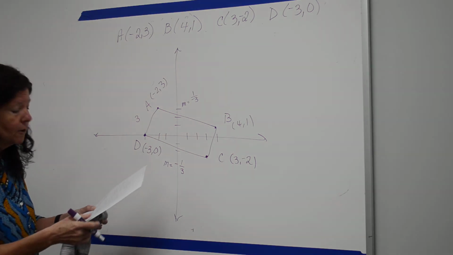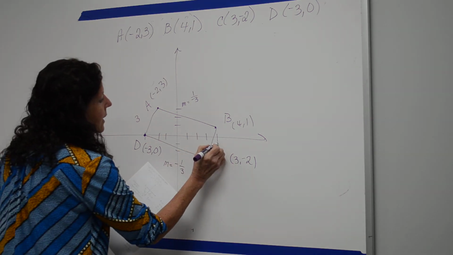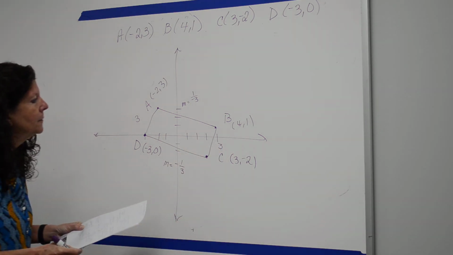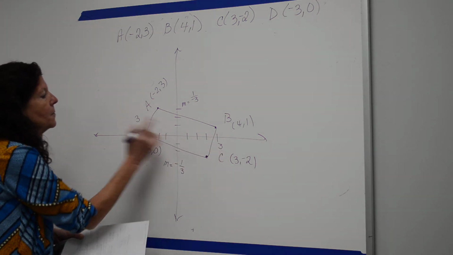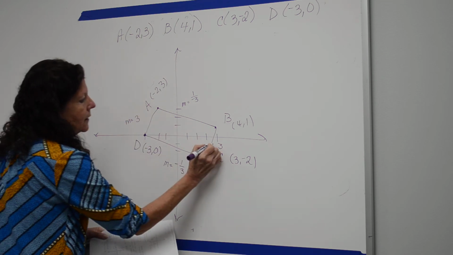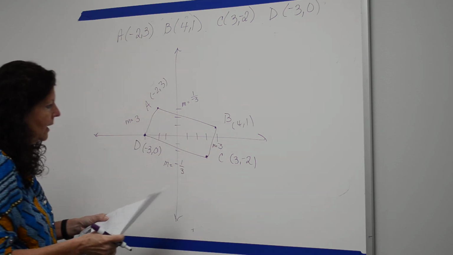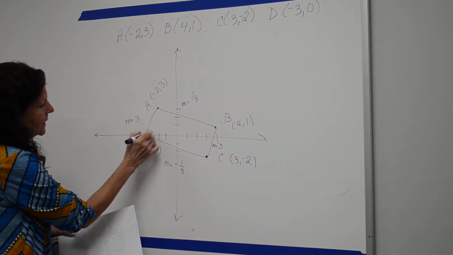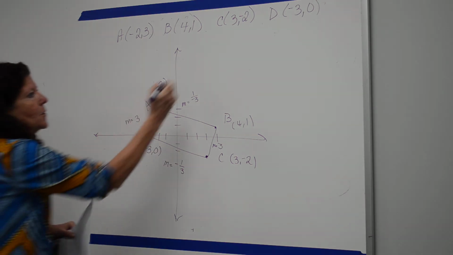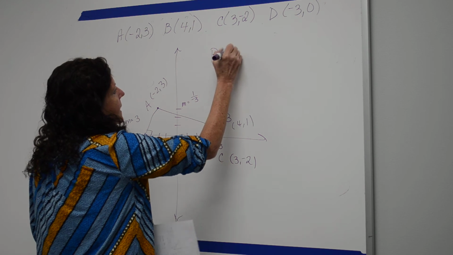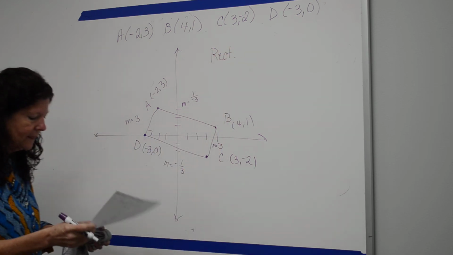Now you should have the slope formula in your calculator. If not, you can do it by hand. If you have questions on that, you need to text me and let me know. Okay, and the slope of that one is 3. So I know it's a parallelogram. I also know, looking at these corners, these are opposite reciprocals of each other. So this is a rectangle, okay? So I've got that done.